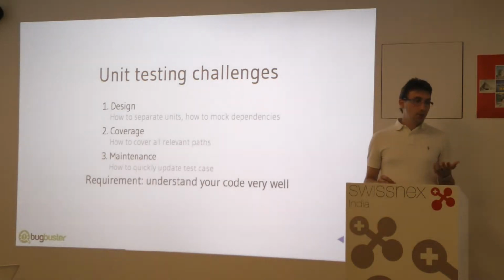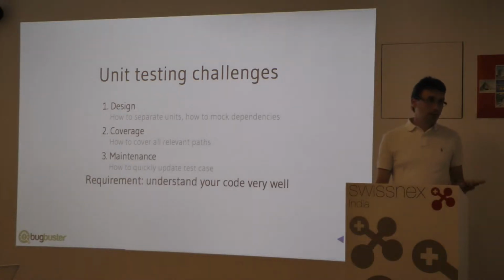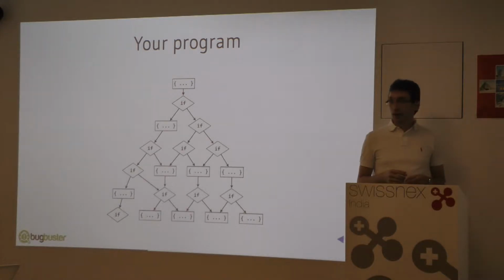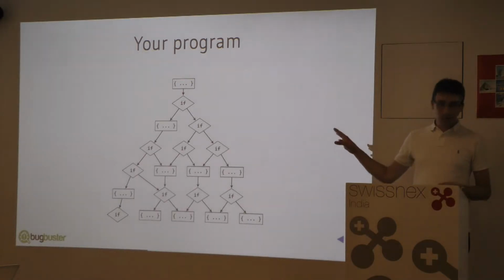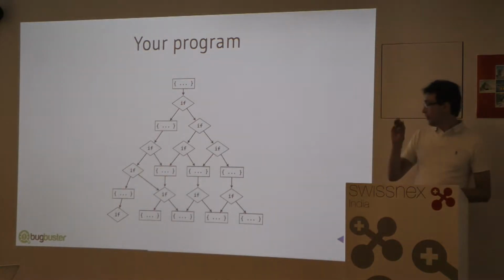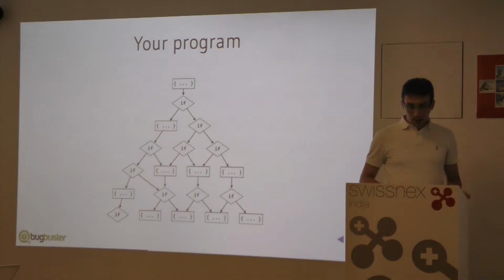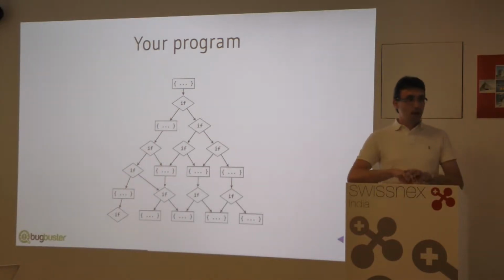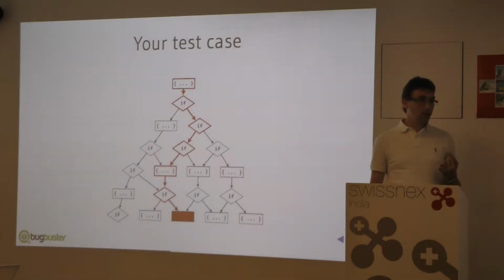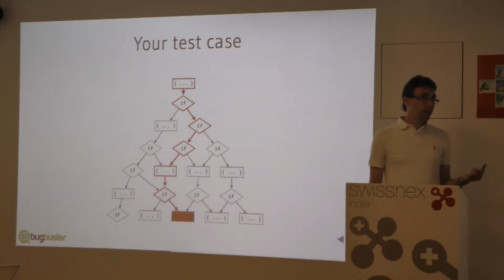In all three cases, there is one requirement. You need to understand your code very well, otherwise you cannot do meaningful testing. And that's where it gets difficult, right? Because if you look at your program and you plot it in a way, it will look something like this. This is basically a control flow graph. Each node here represents a piece of code, and then you have the if statements. For any piece of non-trivial code, this graph is going to be huge. Then when you write a test case, you're doing something like that. You're selecting one path in that graph, and then you're encoding expectations.